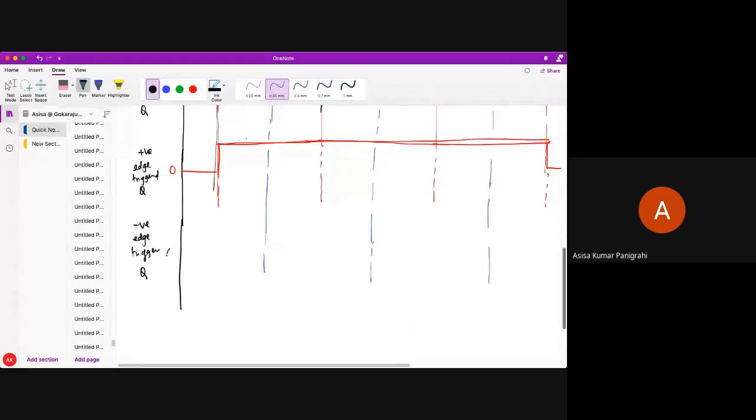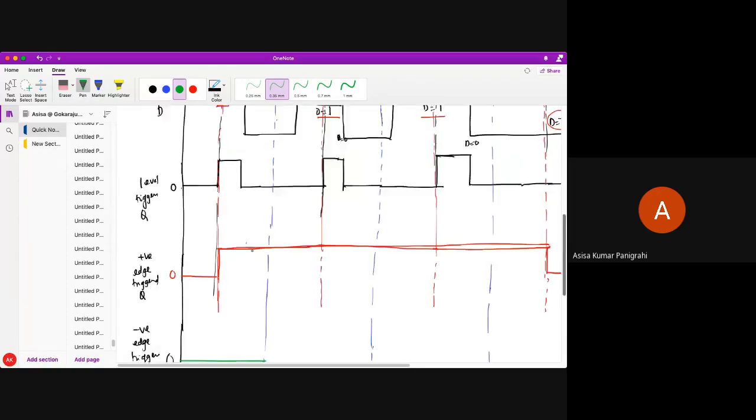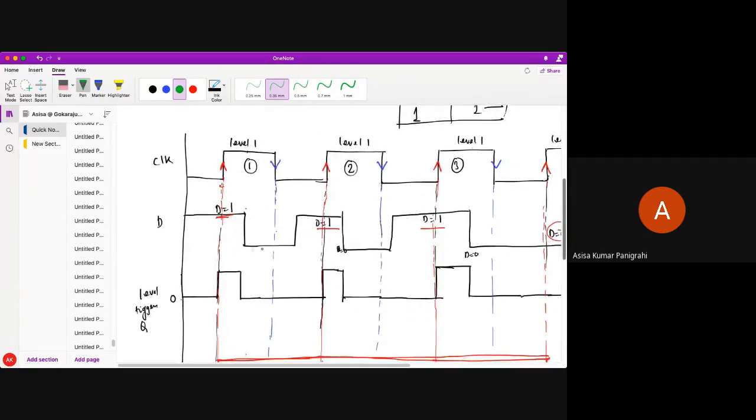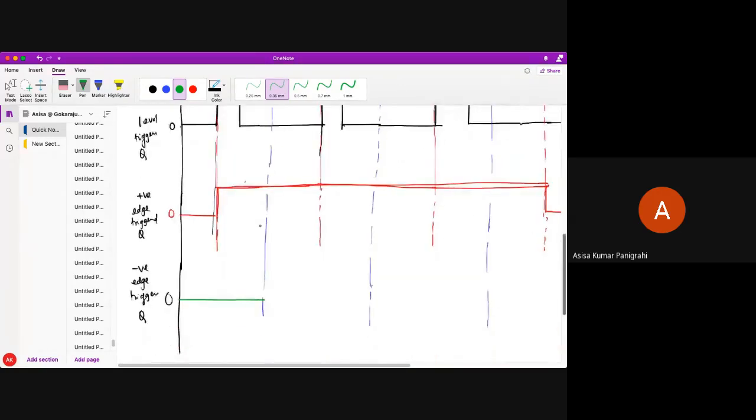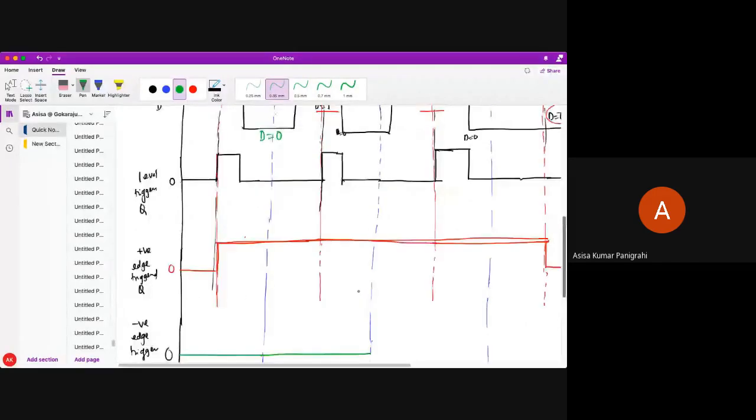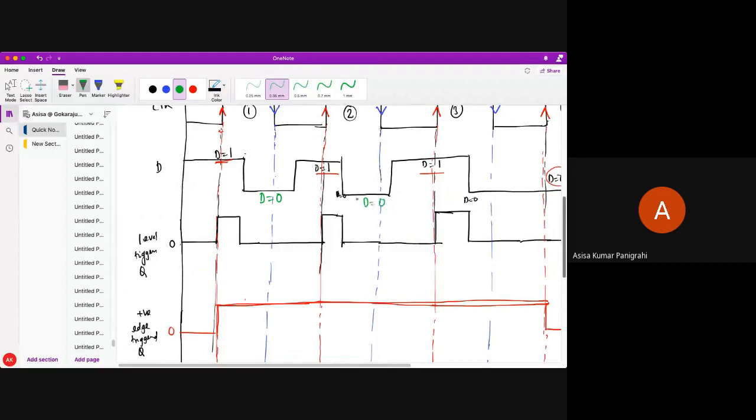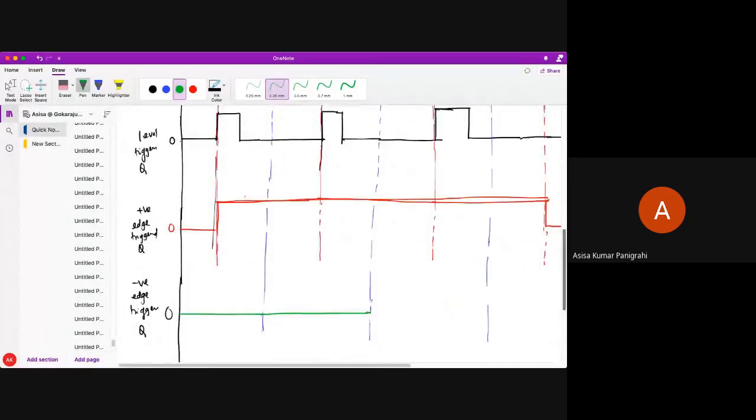Okay, now I start with Q equal to 0 as the initial condition. Now I am going to draw it. So first it will stay at 0 up to the negative edge. Next, in the negative edge, it is going to check what is my D, equal to 0. If D equal to 0, my next state is also 0 only, and it will continue up to the next negative edge. At this next negative edge, it will check what is my D. Again D is 0 only. If D equal to 0, this 0 will continue up to the next negative edge.